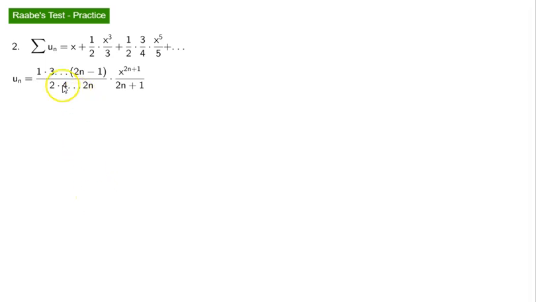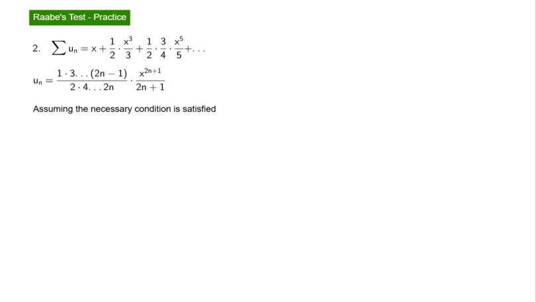Now verifying the u sub n for n equal to 1, we see that it is 2 minus 1, that is 1 by 2 times x cubed by 3. That means the first term has been dropped. Now let's assume that the necessary condition is satisfied.